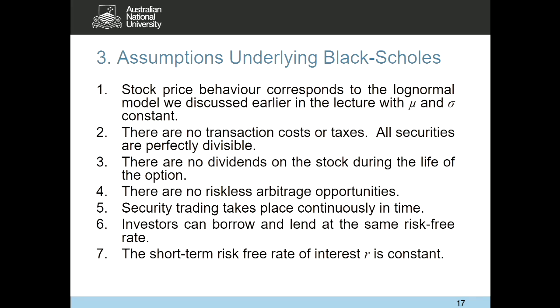And the fifth assumption is that securities are traded continuously throughout the time. And in number 6, they argue that investors can borrow and lend at the same risk-free rate, which means investors can access the same risk-free rate for their financing. And the last assumption they made is the short-term risk-free rate r is constant. So basically, the short-term interest rate r does not change. So those are the 7 assumptions behind the Black-Scholes option pricing formula.